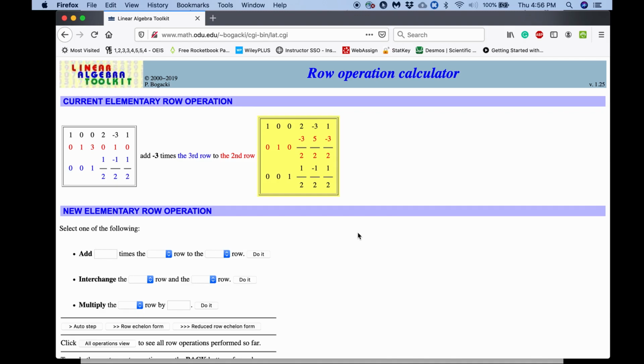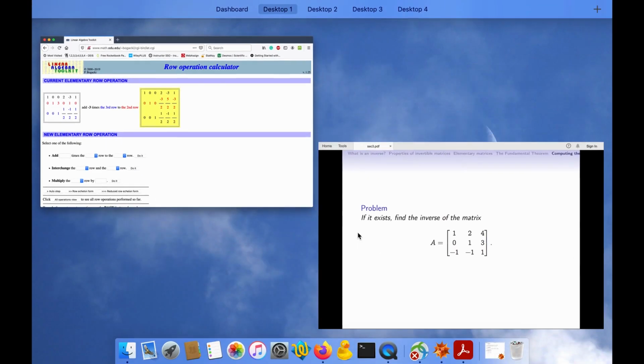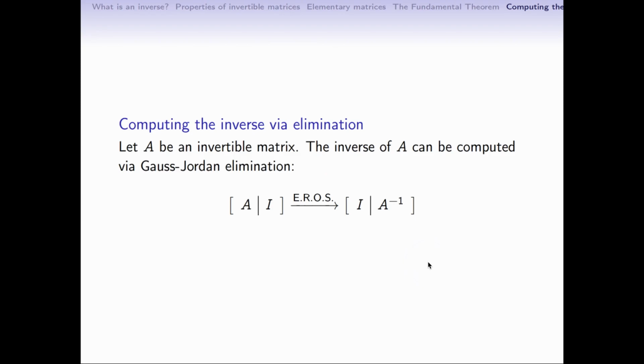So this is the Gauss-Jordan method for elimination to find the inverse. So this is the computation of the inverse via the elimination method.